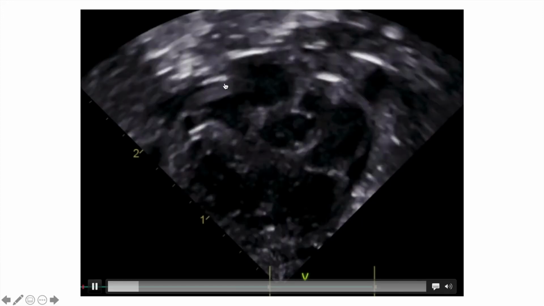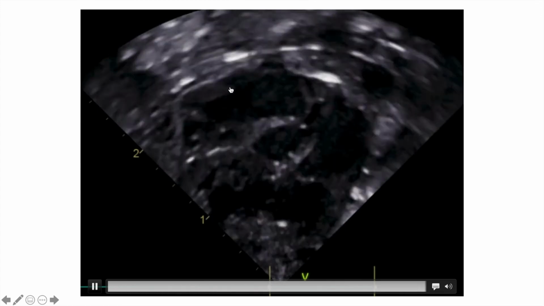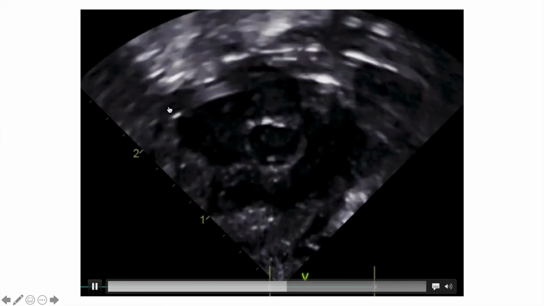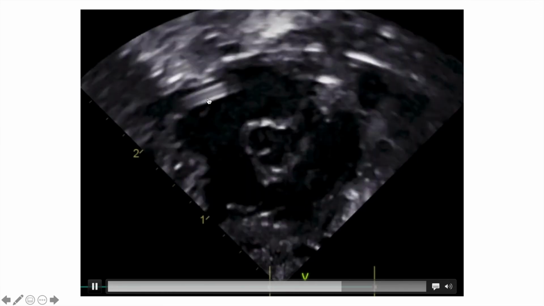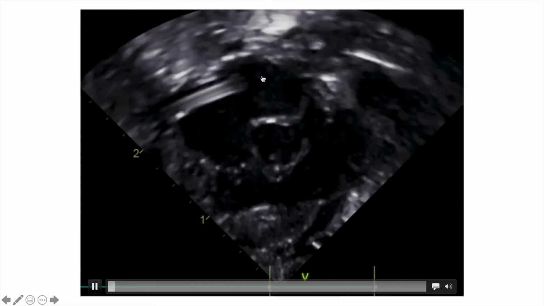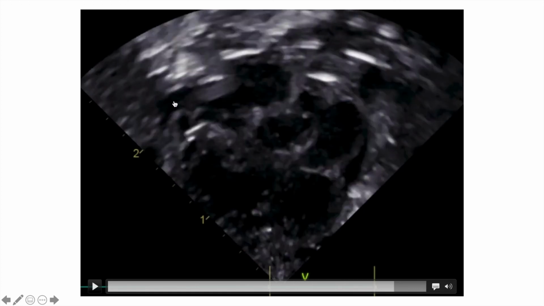Another thing you can see here is a line. Actually, this is a UVC that is very deep, crossing the interatrial septum. It's coming from the ductus venosus through the right atrium and then crossing the interatrial septum into the LA. So here we stop it, and we can measure how far the UVC needs to be adjusted.